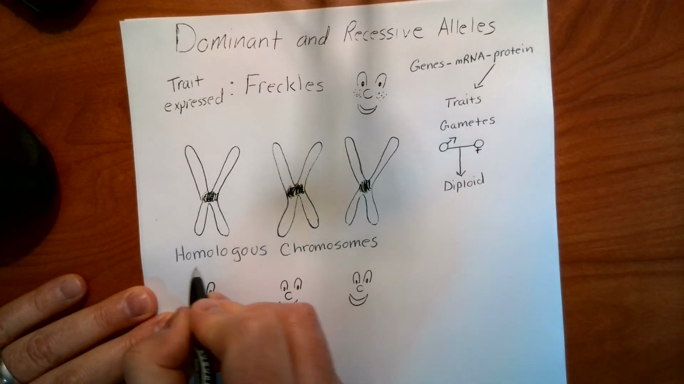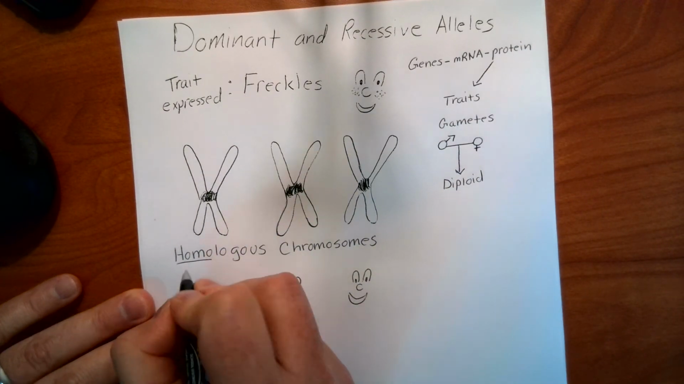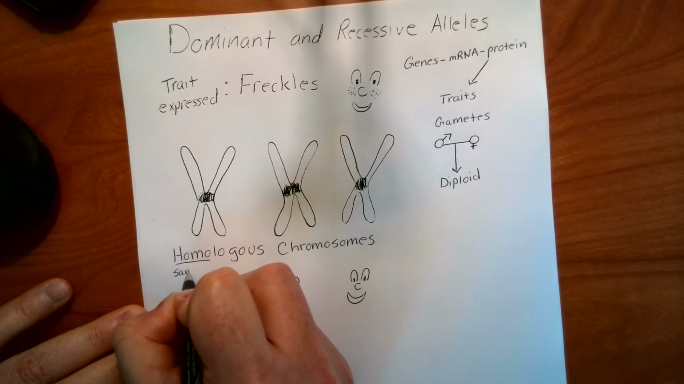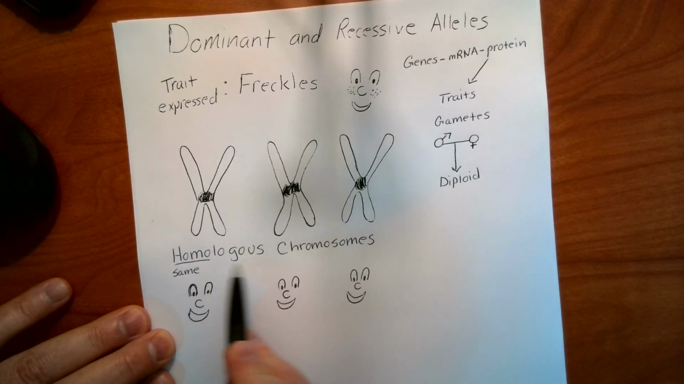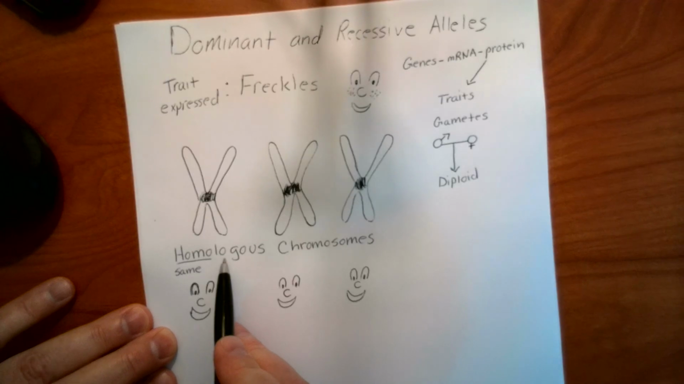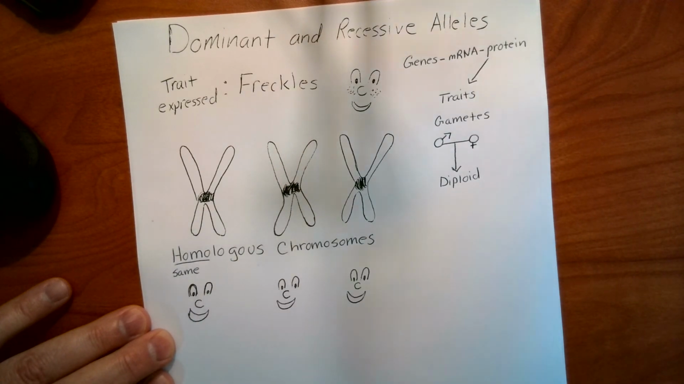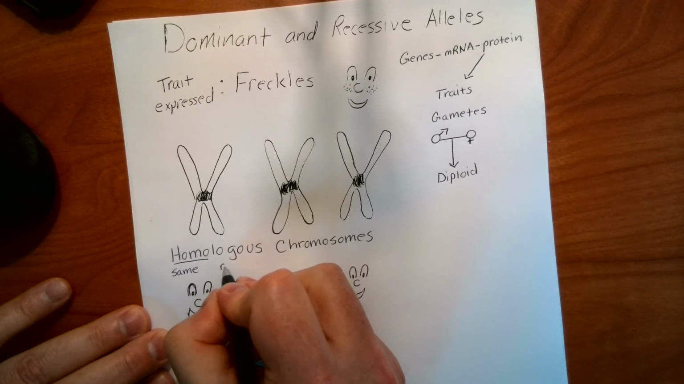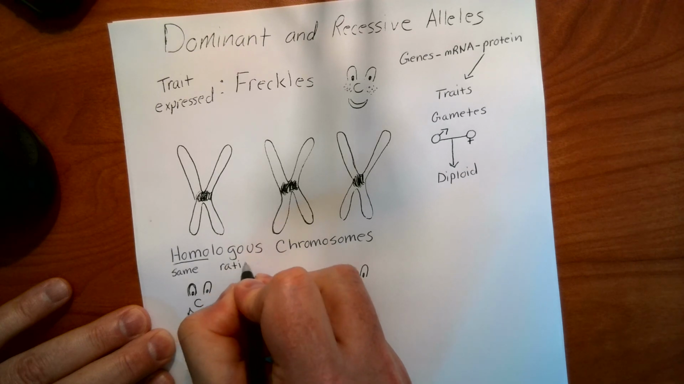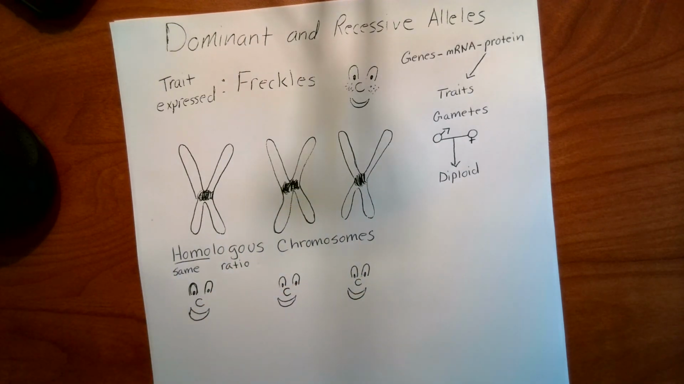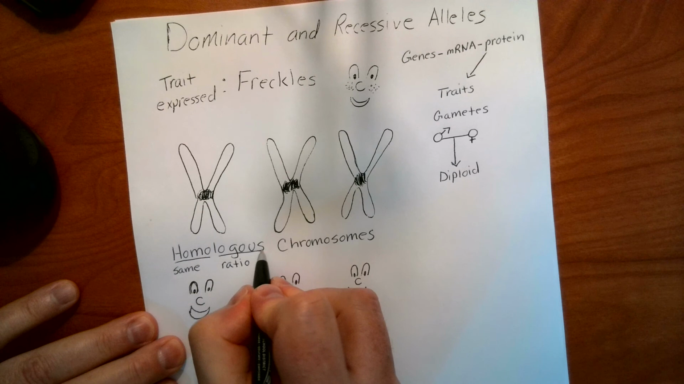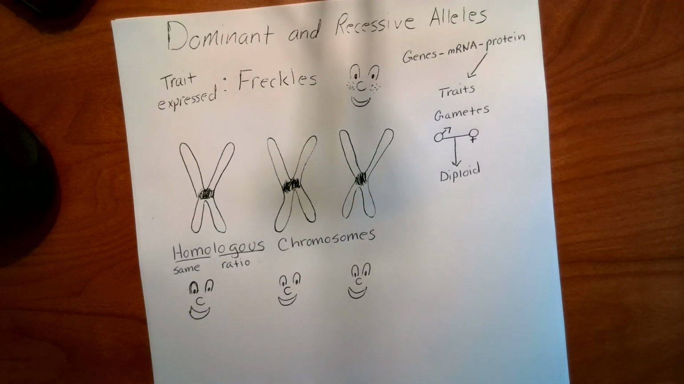And in ancient Greek, homo means same. And this part comes from an ancient Greek word called logos, which can mean ratio. So we get our genes in the same ratio when we inherit them from our parents. You get one set from your father and one set from your mother. Okay, so we get these homologous chromosomes that we inherit from both parents.